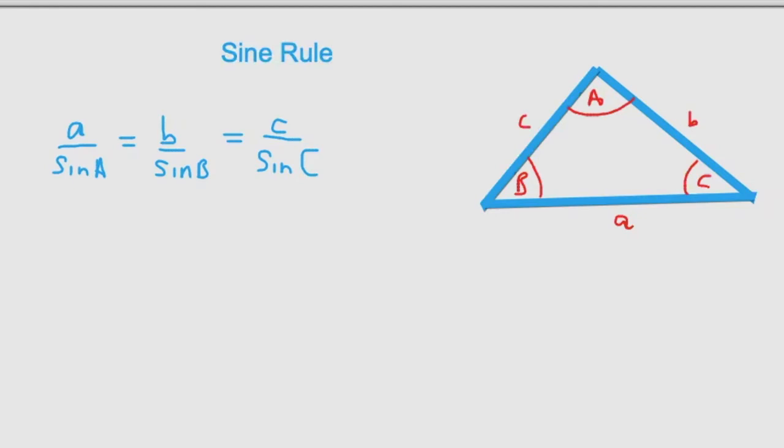Now when we're using sine rule, we use it when we have two angles and one side and we're trying to find another side, or we have two sides and one angle and we're trying to find another angle. That's when we use the sine rule. So let's look at an example.